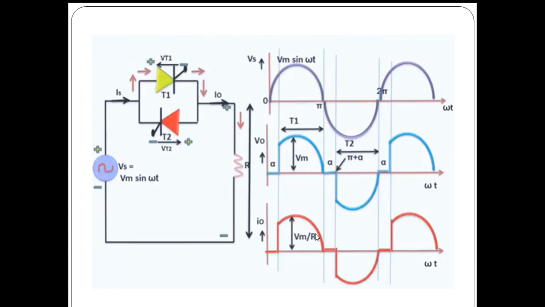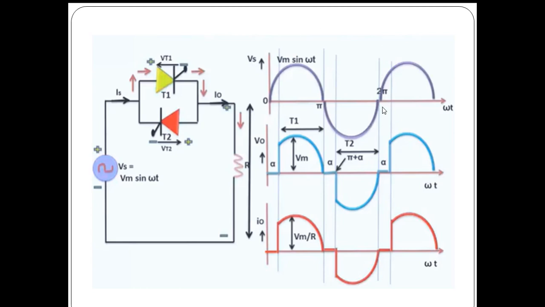So this negative half cycle will appear at the output from the instant alpha, and this output voltage will be similar to the input voltage from instant alpha. V naught follows Vs from pi plus alpha to 2 pi. And the current waveform follows the output voltage waveform as the load is resistive. And from here the operation repeats for the next cycle in a similar manner.